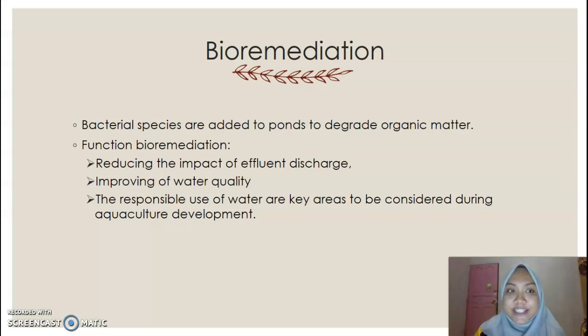Okay, next one is bioremediation. Bioremediation basically is when bacterial species are added to ponds to degrade organic matter. The advantages and functions of bioremediation are to reduce the impact of effluent discharge, improve water quality, and the responsible use of water are key areas to be considered during aquaculture development.